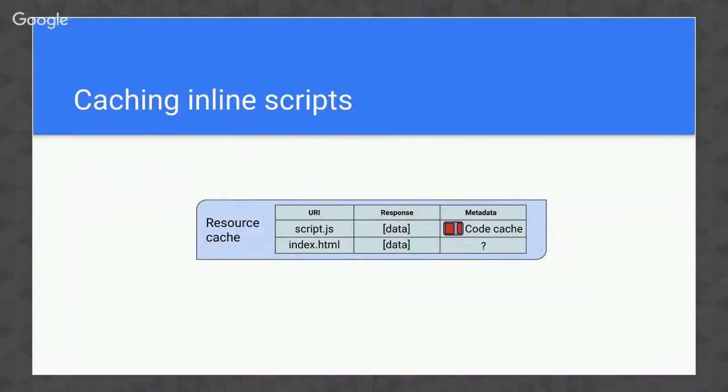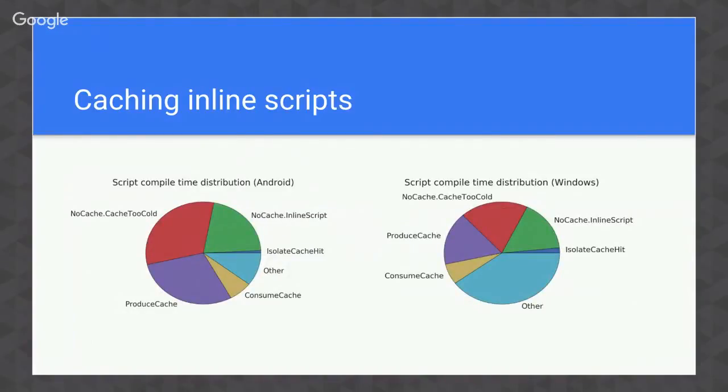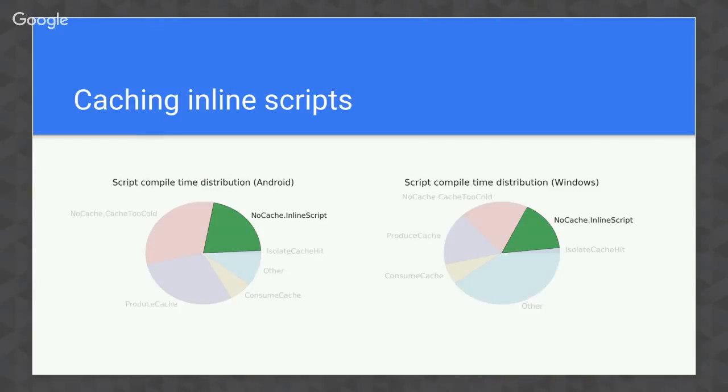Your HTML response is in the resource cache as it was before, but we can't just have a single script's code cache in the metadata because we have multiple scripts. So up until now, and actually still now, inline scripts are not cacheable. When I said that 80% of our cache hit rate is 80% of cacheable code, inline scripts were one of those non-cacheable codes. And this kind of sucks because inline scripts actually take up a whole chunk of our compile time on both Android and Windows. Almost a quarter of our compile time on Android is spent compiling inline scripts.